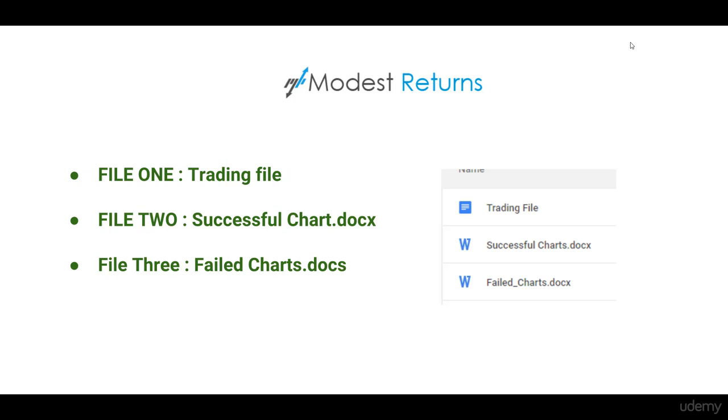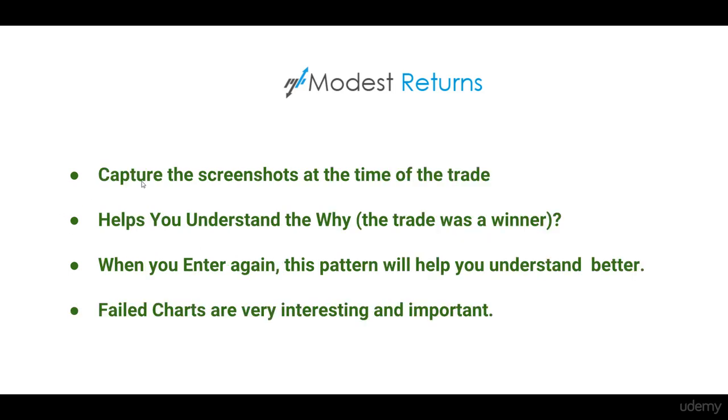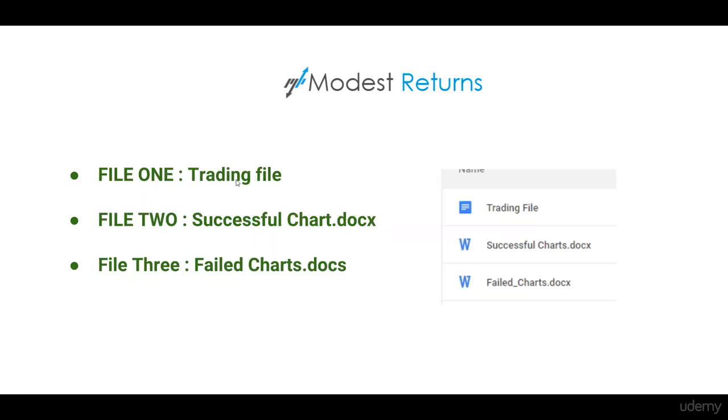So basically, when I say trade file, it's a mix of three files. File 1 is a trading file, file 2 is a file called successful chart, and file 3 is a failed chart. When you enter a trade, capture the information related to the trade in screenshots at the time of the trade. I'm going to show you some examples. Capture the screenshot at the time of the trade and put it in a temporary file called the trading file.